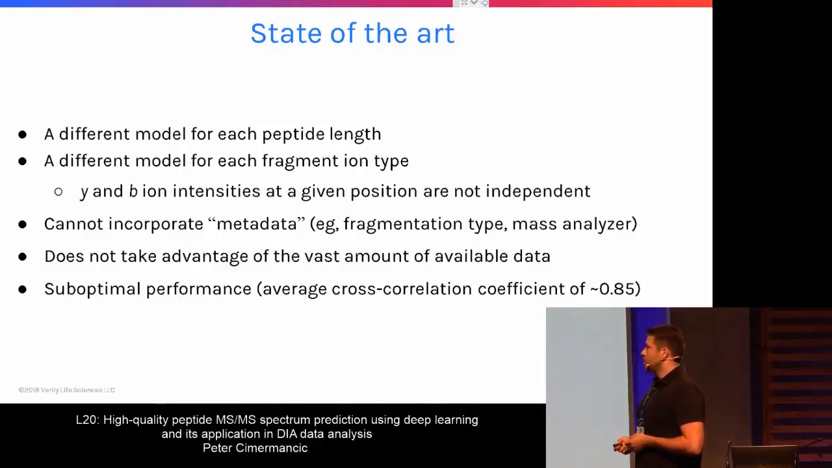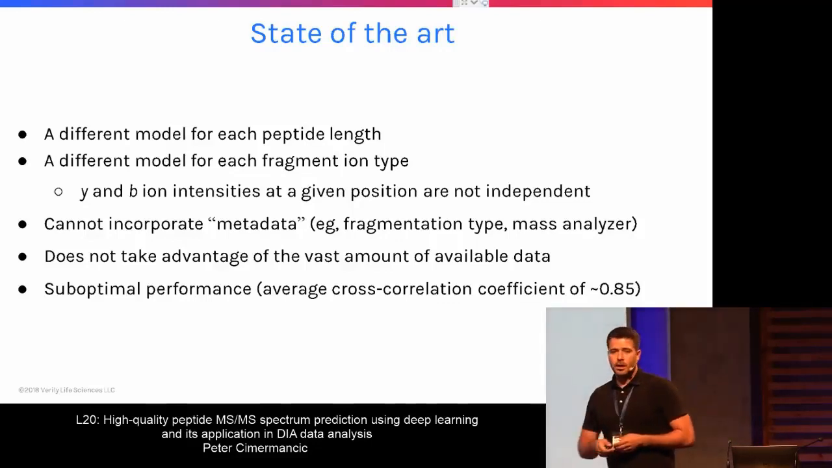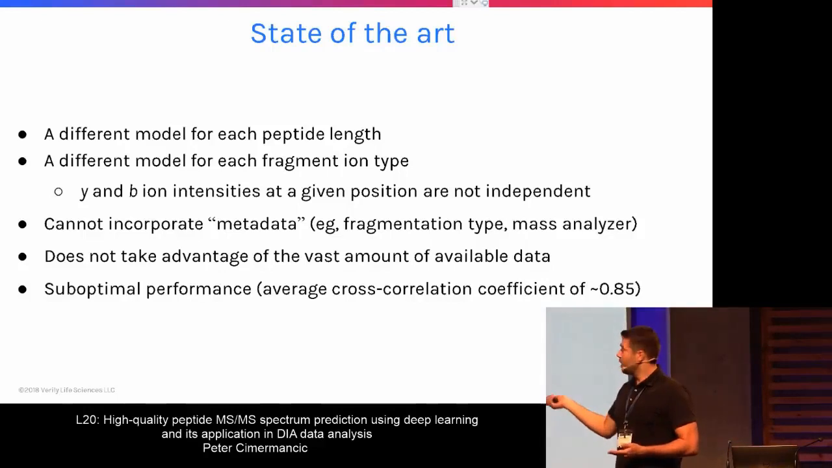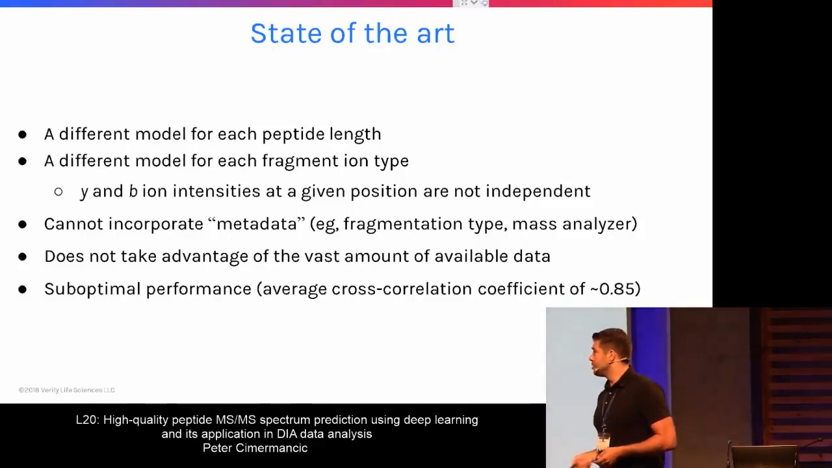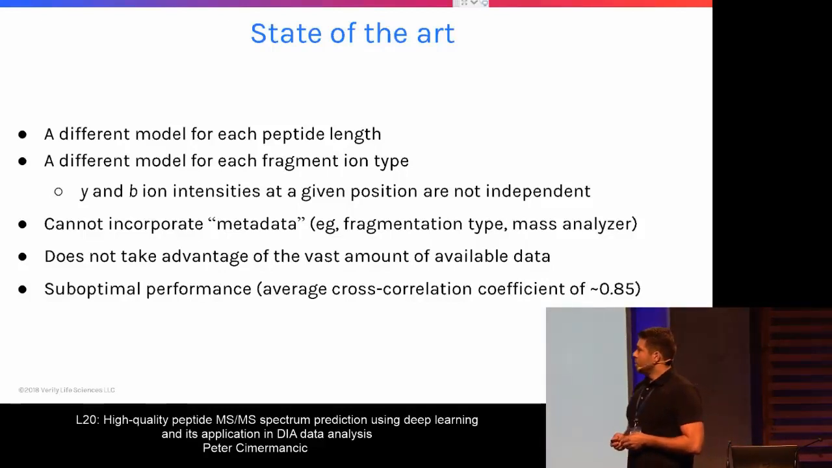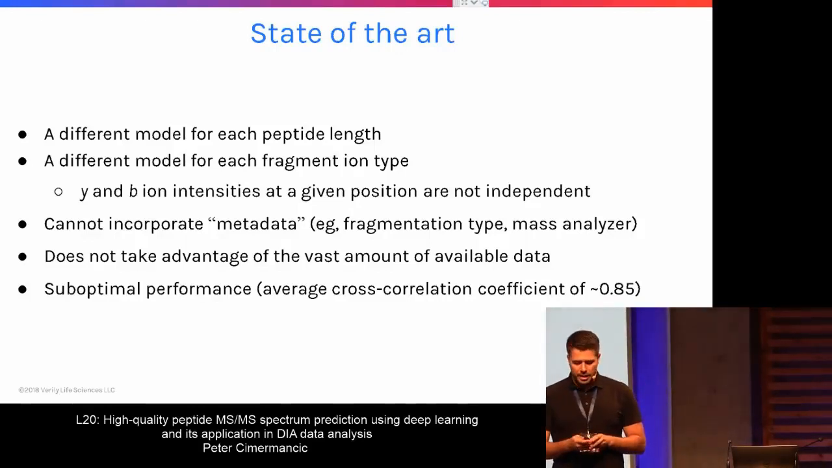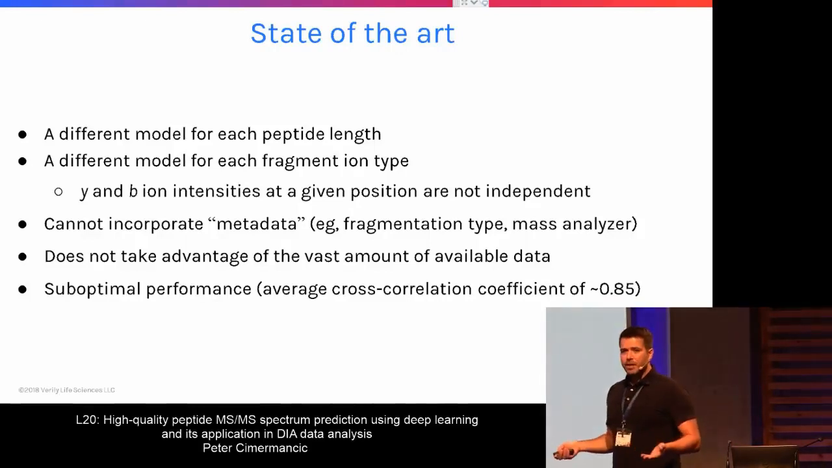Third, with standard, conventional approaches, it's difficult to incorporate metadata such as fragmentation type and mass analyzers. The way earlier approaches solved that was to build multiple models, each one for a different fragmentation type, mass analyzer, and so on. And finally, conventional approaches are difficult to train at a large scale. If you have lots of data available, those are going to have a really hard time going through that, which again means losing precious information.